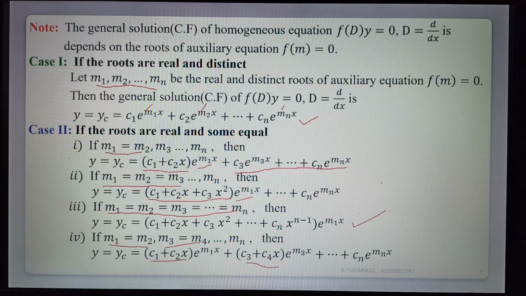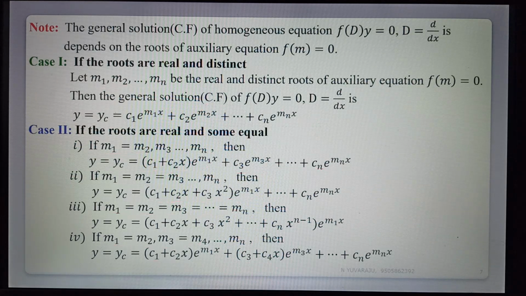So this is case 2. The number of roots must be equal to the number of arbitrary constants. This is case 2. So these are direct formulas: directly finding the roots and directly substituting in this formula, we get the general solution, that is the complementary function of the homogeneous equation.